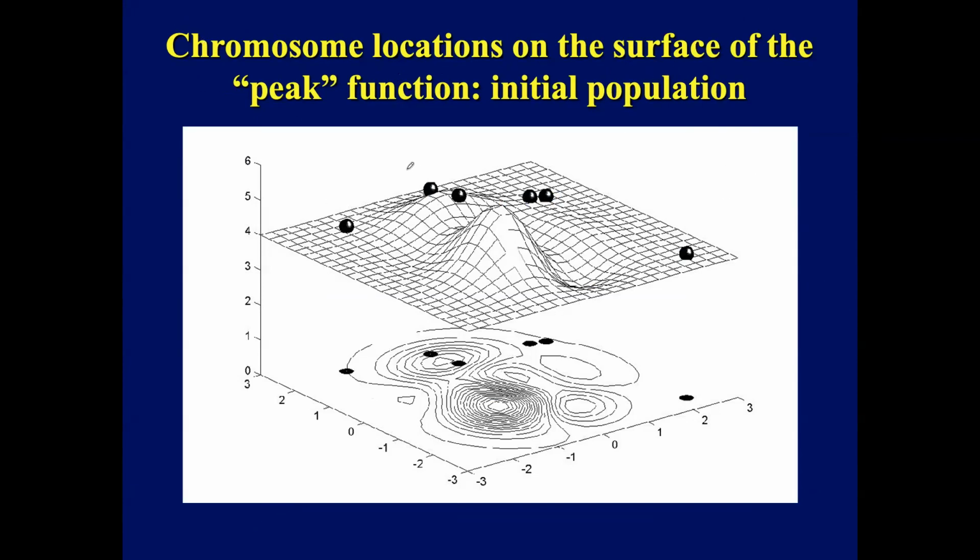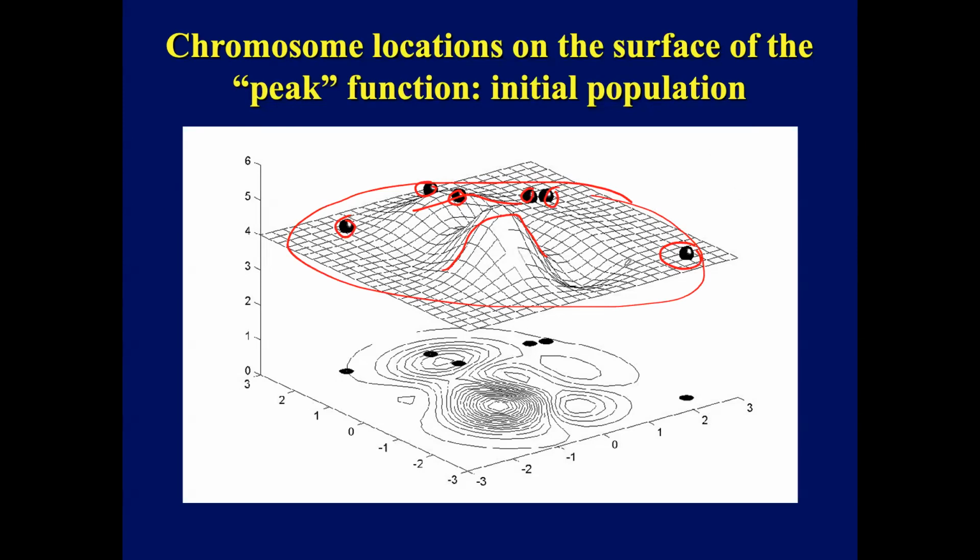So in this case, we get to see a visualization of the chromosome locations on the surface of the peak function at the start, in the initial population. If this is our surface, you can see that it has a number of peaks. There's that one, there is also that one. But at the start, since we start out randomly, the positions of the chromosomes are all over the surface.